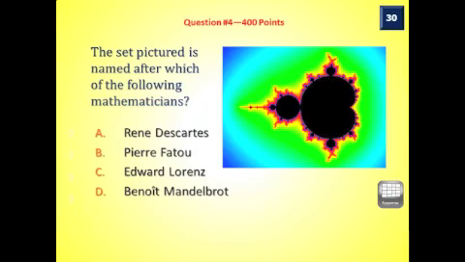The set pictured is named after which of the following mathematicians? Is it A, René Descartes, B, Pierre Fatou, C, Edward Lorenz, or D, Benoit Mandelbrot?